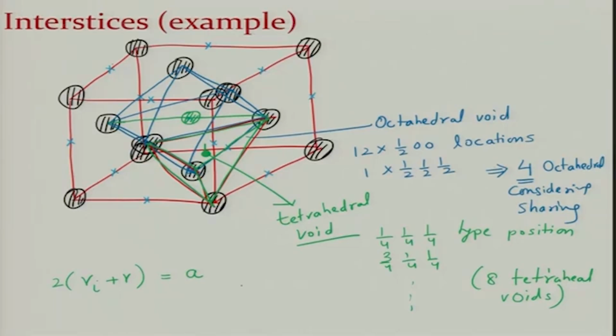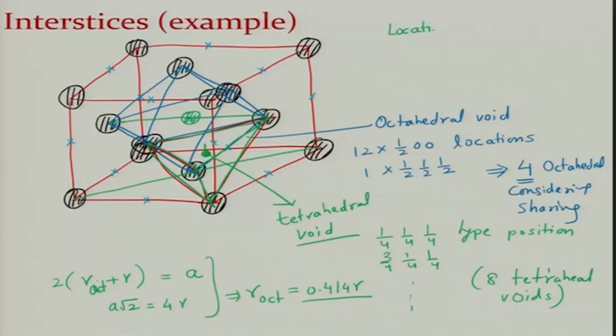And what is a in terms of R? Because atoms are touching each other, a square root 2 is equal to 4R, and if you just substitute this, you will find r for octahedra, let us say r oct, to be equal to 0.414 R, and similarly you can also find out the tetrahedral size. So, as a home exercise, your job is to now work out what will be the locations in HCP and BCC structure. This is your homework, okay. And also you can calculate the size of atoms which are present in there.